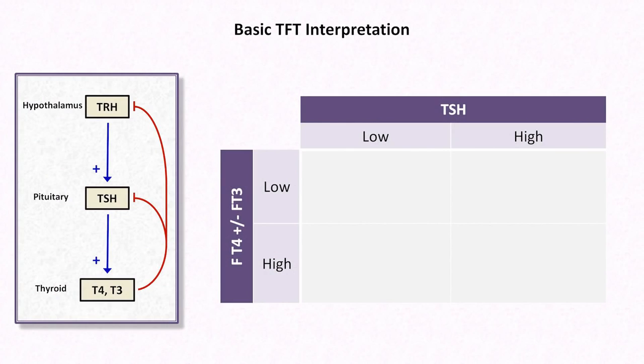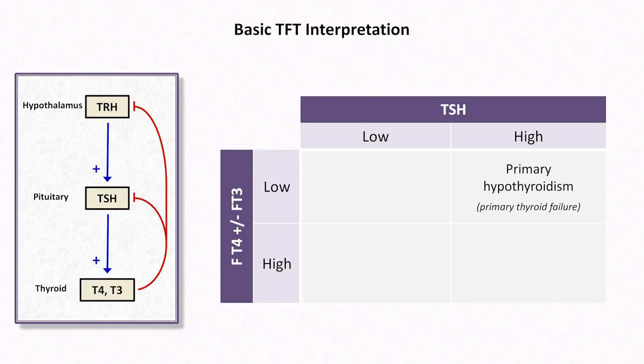The most common scenario is for TSH to be high and thyroid hormones to be low. That occurs in primary hypothyroidism, meaning there is something wrong with the thyroid gland itself. If the gland is diseased and not producing the hormone, there's less negative feedback on the hypothalamus and pituitary, leading to the secondary increase in TSH.